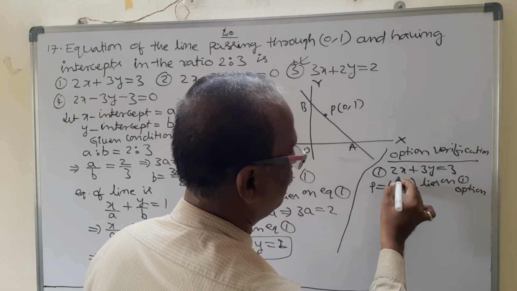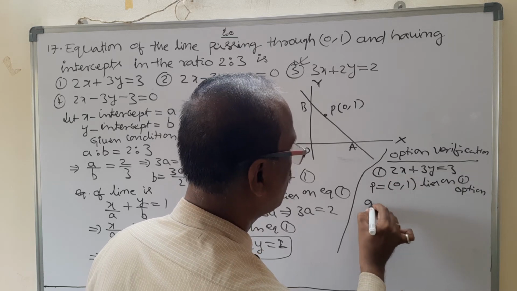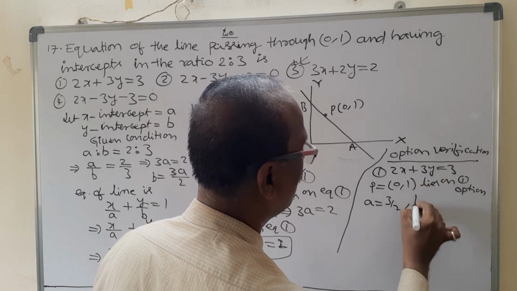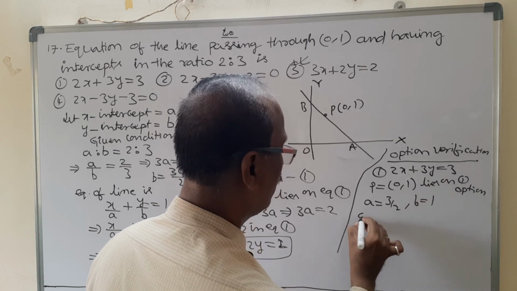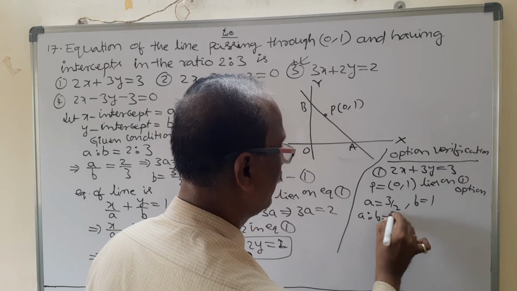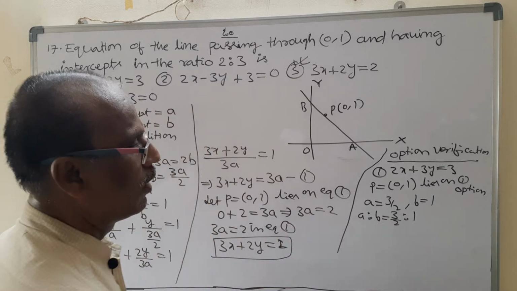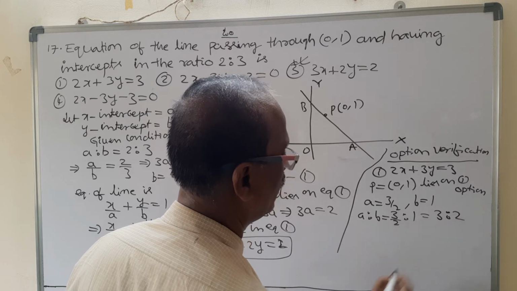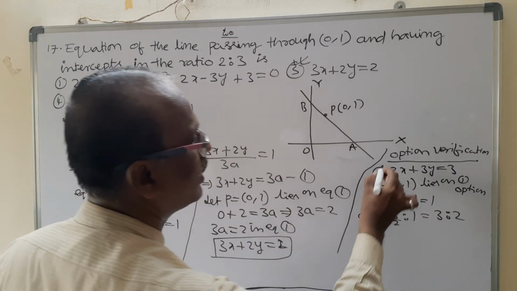Divide by 3, 2x by 3. X intercept, small a value 3 by 2. 3 cancels, y intercept b value 1. Here a is to b is 3 by 2 is to 1. Multiply with 2, 3 is to 2. The point is satisfied, but the ratio is 3 is to 2. First option is wrong.